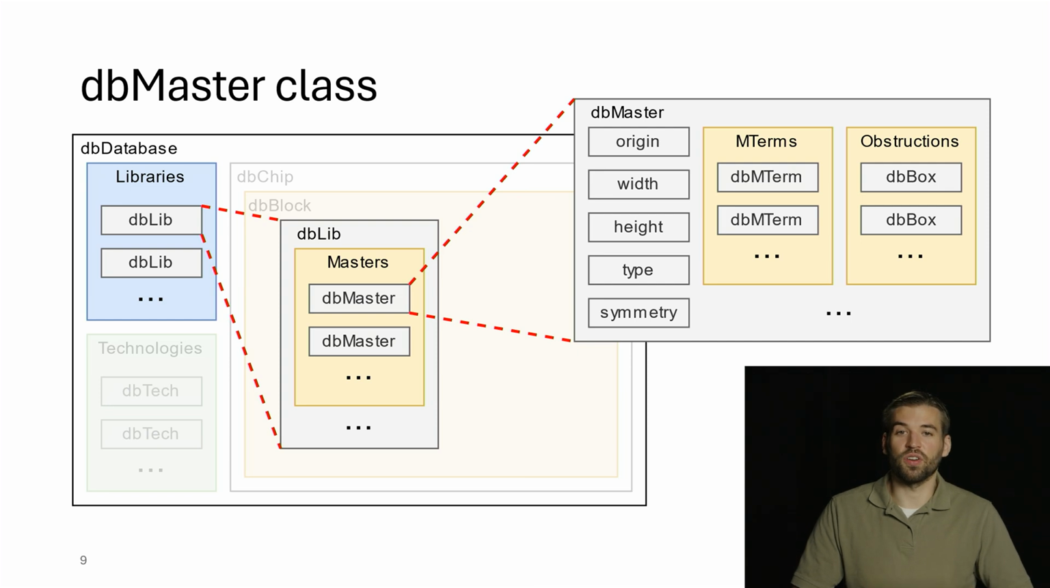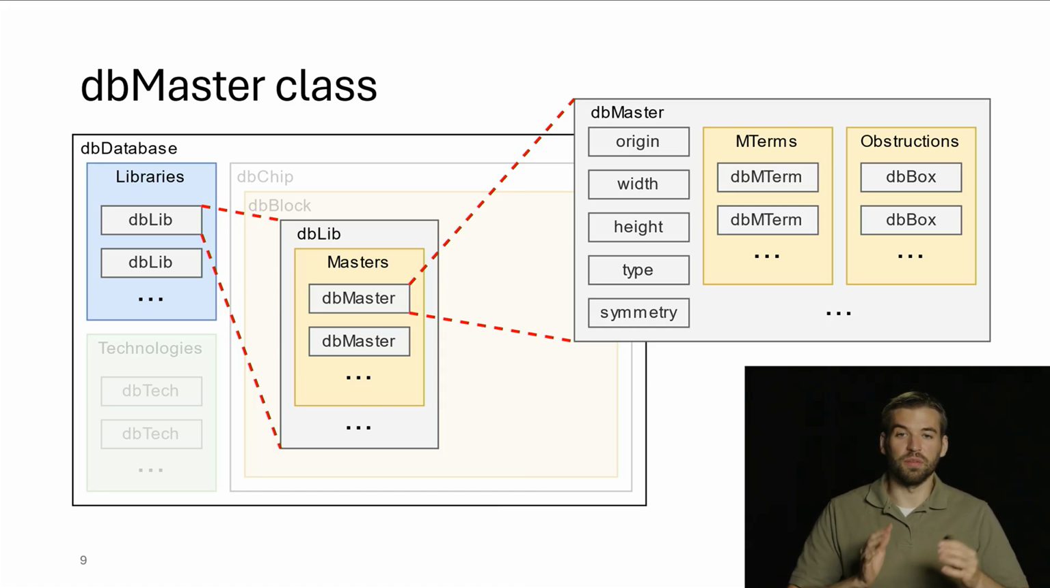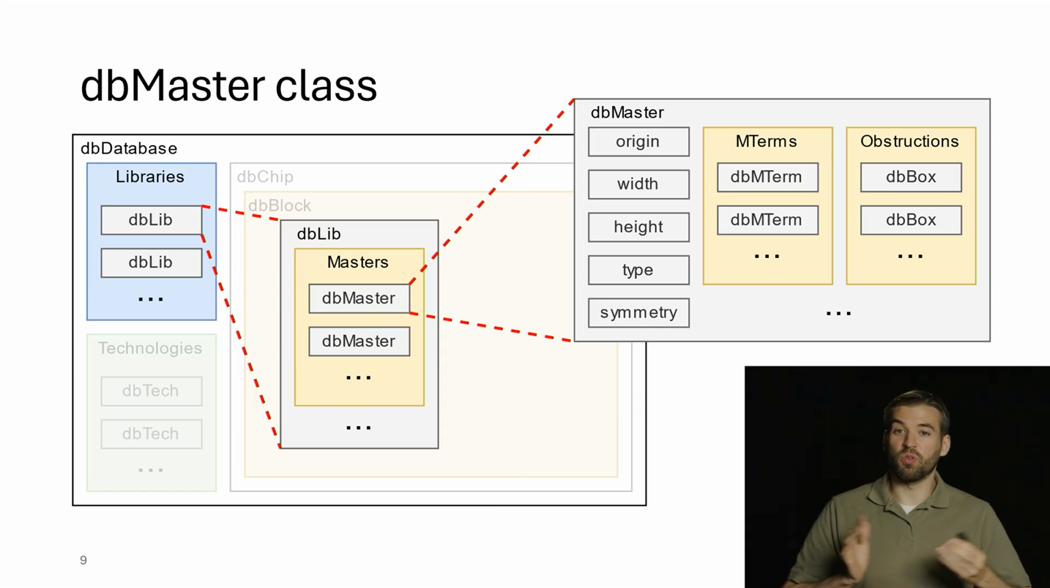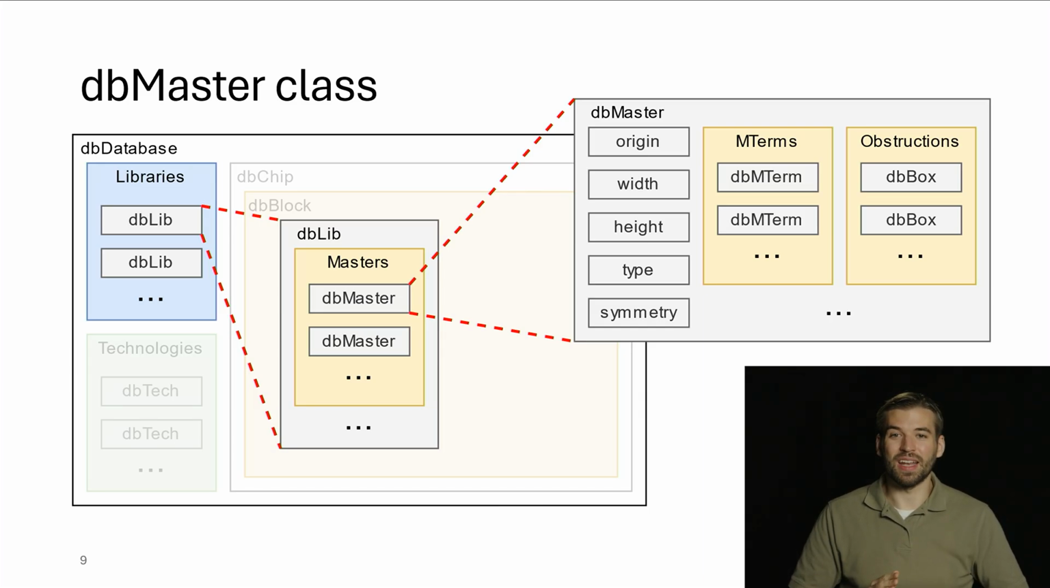So the obstructions are going to be the places within your master or any instance of it that you're not supposed to route to, to cover up the parts of the cell, the parts of the master that you don't want to route through. And then the MTerms are going to be the terminals for this master. So before, when we were talking about circuit taxonomy, we may not have talked specifically about MTerms, but we did talk about BTerms, we talked about ITerms. This is just the same designation. So these are terminals specifically of masters.